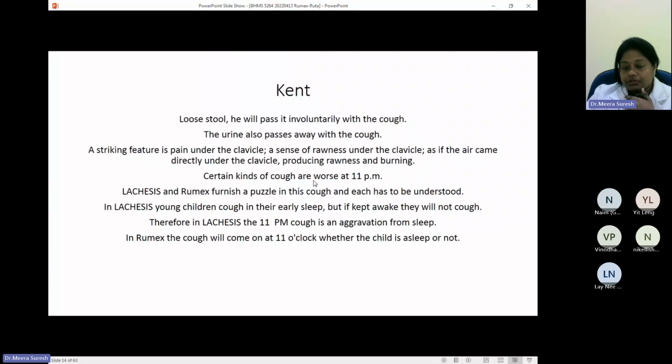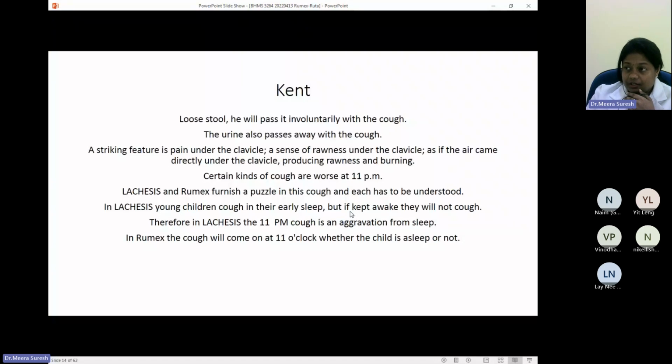Then a certain kind of cough is worse at 11 p.m. So here he made a comparison between Lachesis and Rumex. Because in case of Lachesis also, when young children go to sleep, they have a cough around 11 p.m. But in those kids, if they are made to stay awake, they are not going to have aggravation or cough at 11 p.m. Both the drugs, Lachesis and Rumex, have aggravation of cough at 11 p.m.